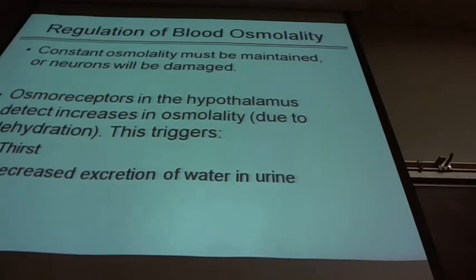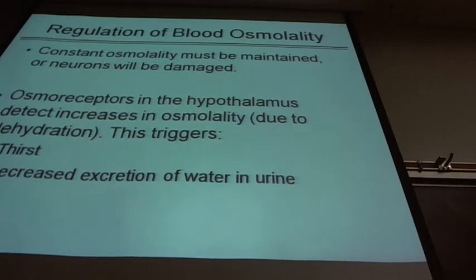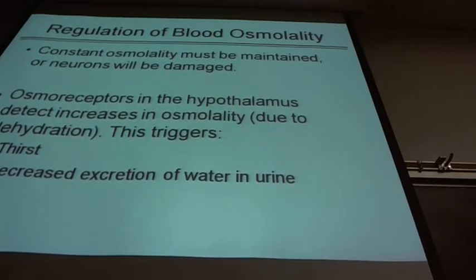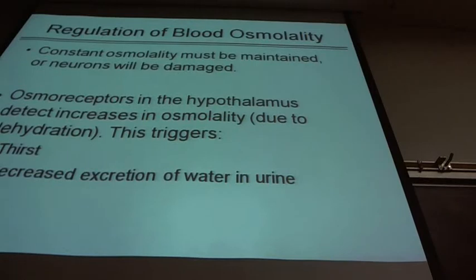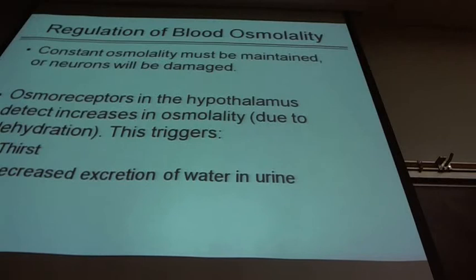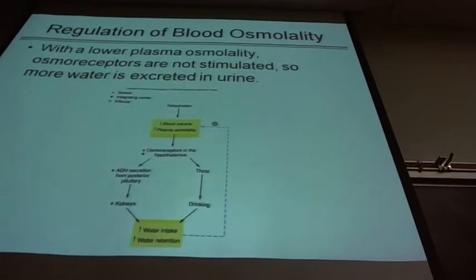Osmoreceptors in the hypothalamus detect the increase in osmolality, meaning that as your osmolality increases, your blood volume goes down, and it detects that. It triggers thirst. It triggers the secretion of ADH, antidiuretic hormone, which causes more water to be reabsorbed in the kidneys, and you urinate less. With a lower plasma osmolality, osmoreceptors are not stimulated, so more water is excreted in the urine.